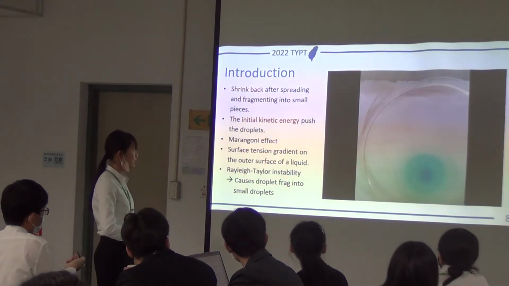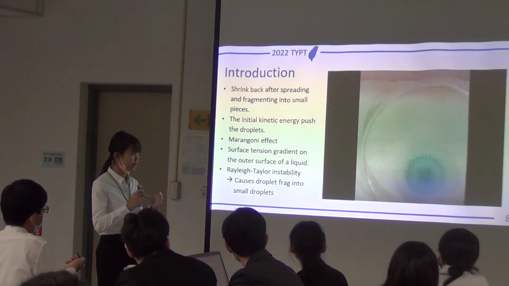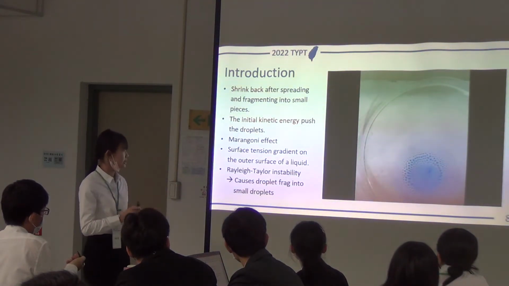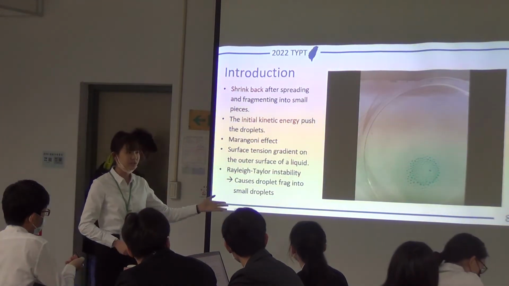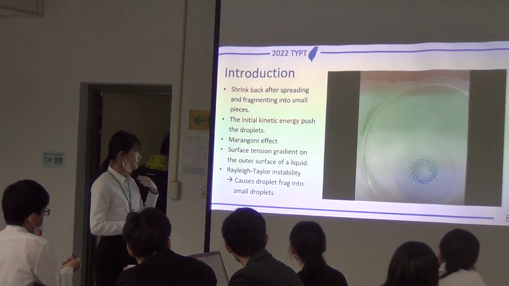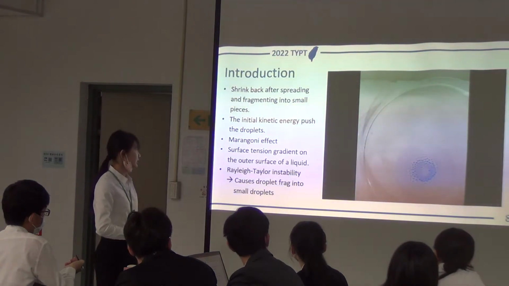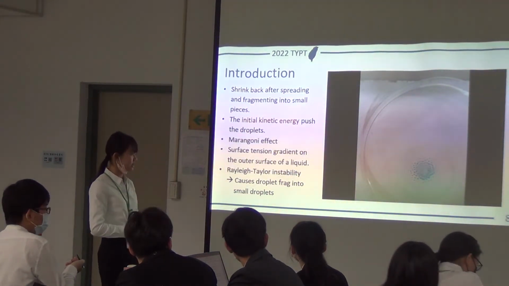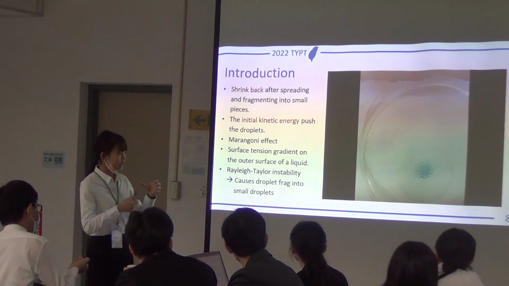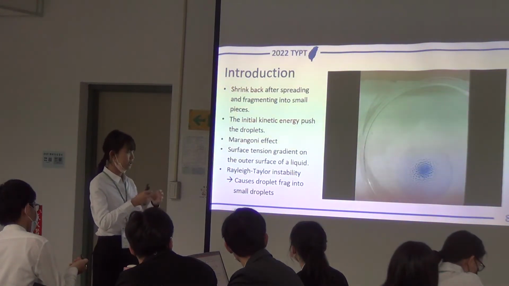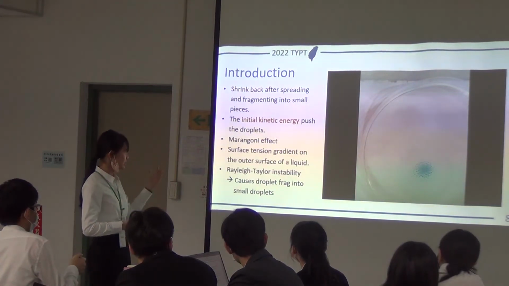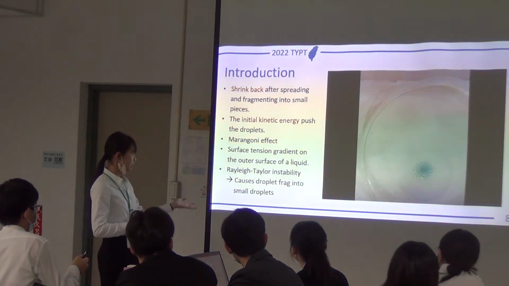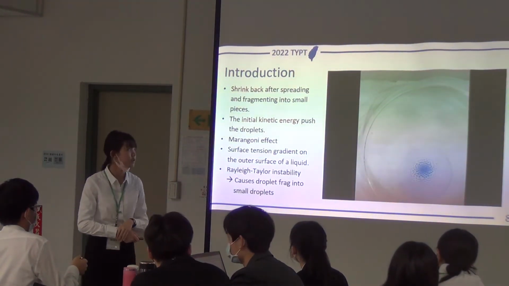After spreading, the drop breaks into small pieces, and the droplet will finally shrink back. And the reason for that is the initial kinetic energy between the droplets. And this is something called the Marangoni effect. This phenomenon happens whenever there is a surface tension gradient on the surface of a liquid. And we think the droplet sends out small droplets, but not in a circle, because the radius scale is unstable, and it will cause the droplets to break into small drops.